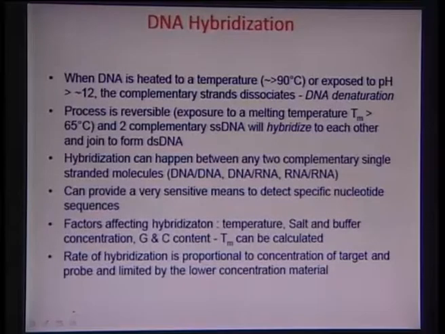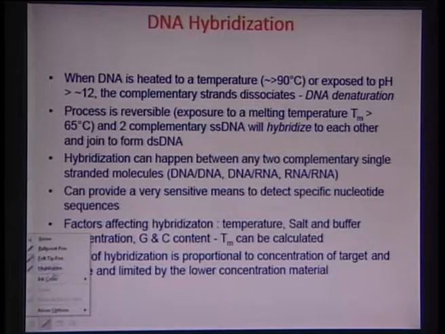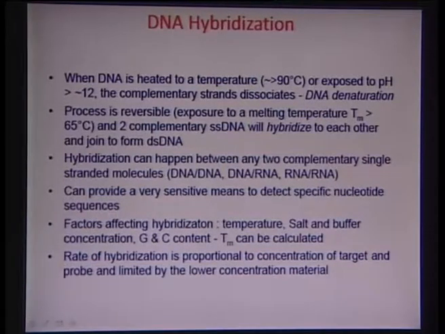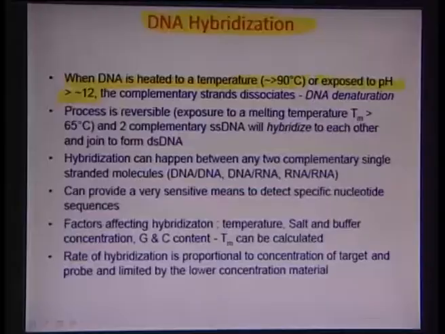Let's talk about some other aspects of DNA which is important for detection and diagnostics. What is DNA hybridization? Essentially, when DNA is heated to more than 90 degrees Celsius, or even exposed to a pH of less than 12 or greater than 12, there is a tendency of these complementary strands to split apart along the hydrogen bonds. So there is a cleavage between the different hydrogen bonds between the base pairs, along these directions.